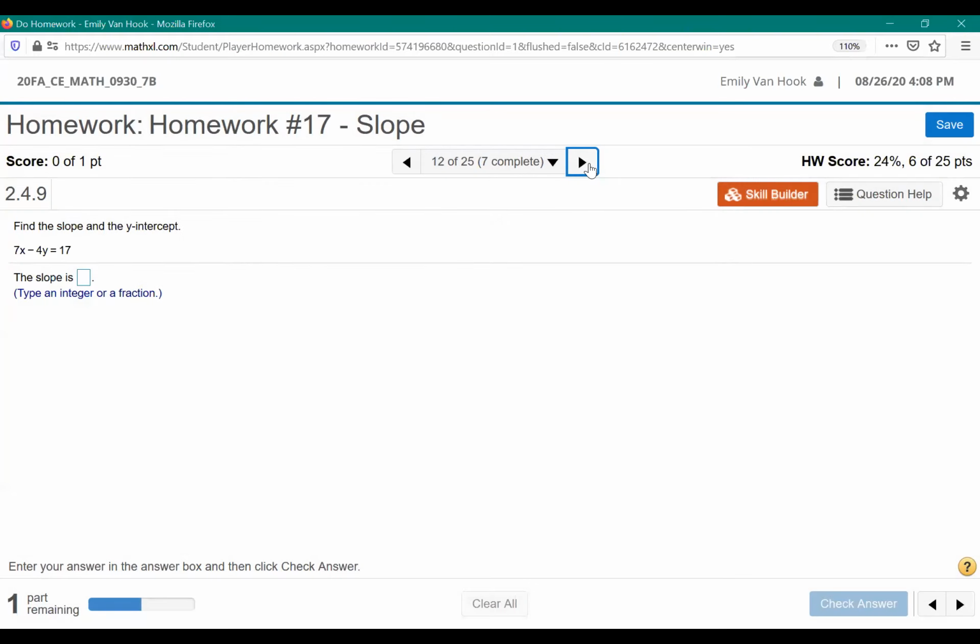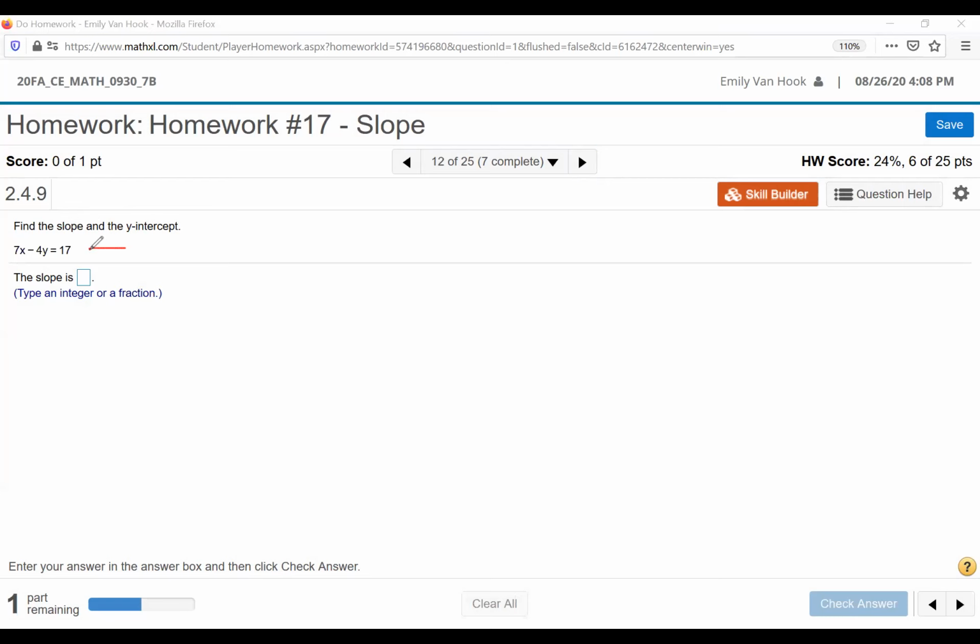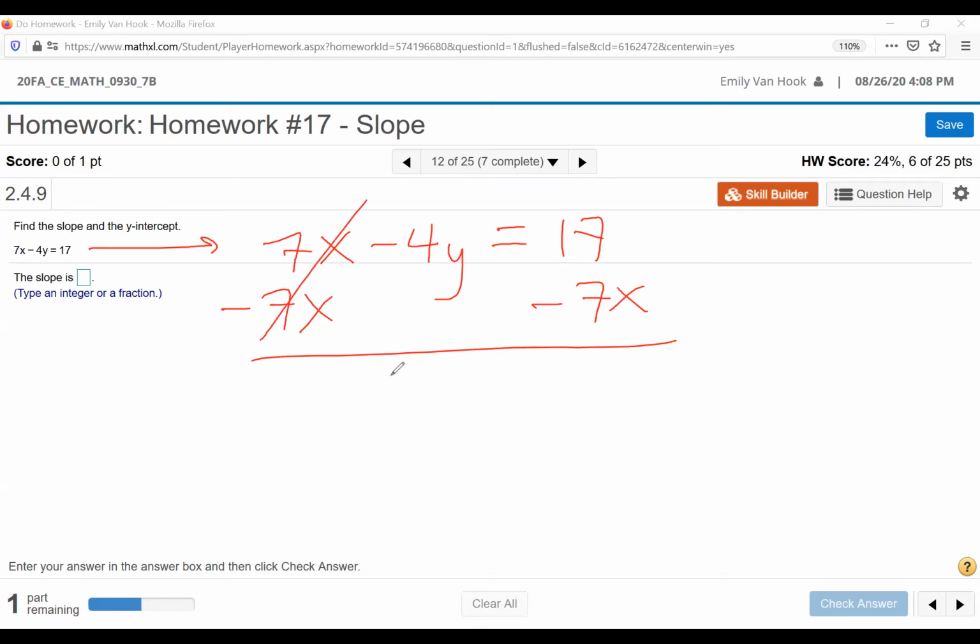Okay, here's a harder one. Number 12. 7x minus 4y equals 17. Okay, so to find the slope and the y-intercept, we need to get the y by itself first. It's not in slope-intercept form yet. So I'm starting by subtracting 7x on both sides. So negative 4y equals negative 7x plus 17. Divide everything by negative 4.